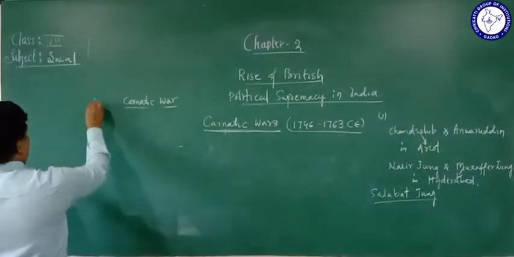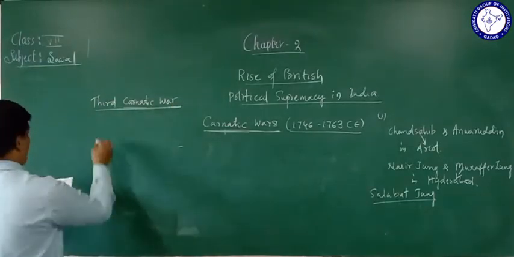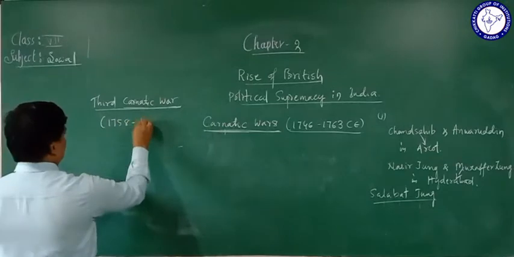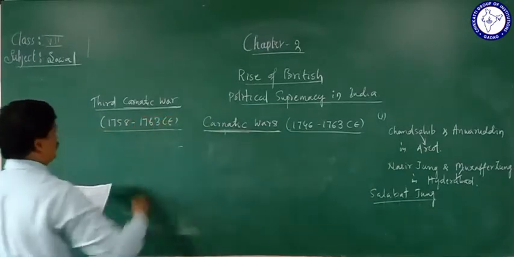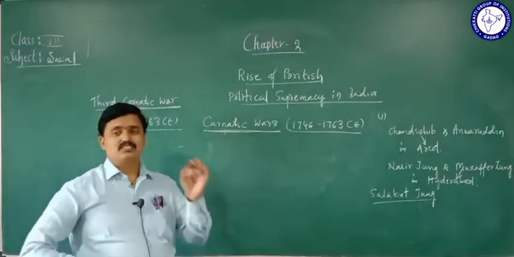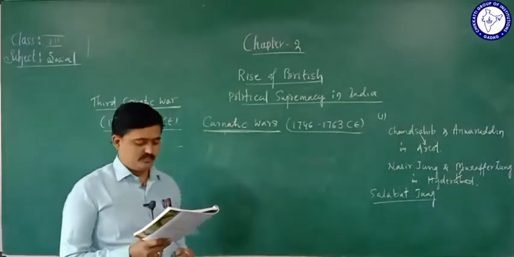Third Carnatic War. It happened in the years 1758 to 1763. So when did it happen? 1758 to 1763. Which war? The Third Carnatic War.